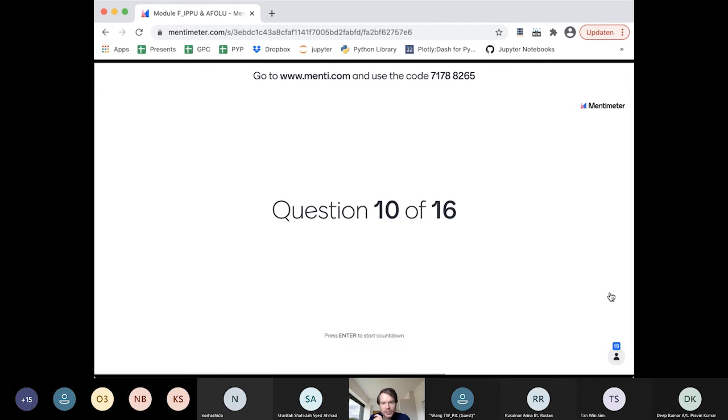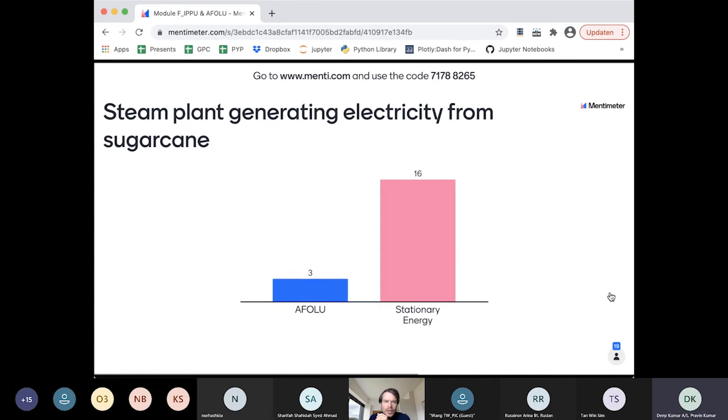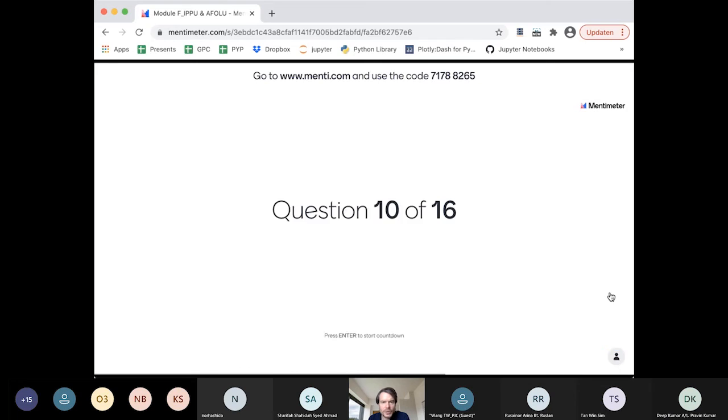And again, just going back to the last question. It is sugarcane, so it is biogenic carbon, but you would report that as biogenic carbon under stationary energy. Definitely, because it's an intentional combustion with a purposeful use of energy, it comes under stationary energy. Okay, next question.